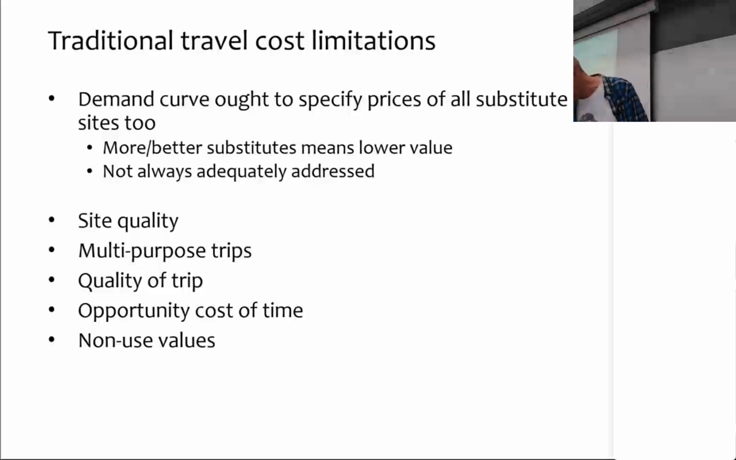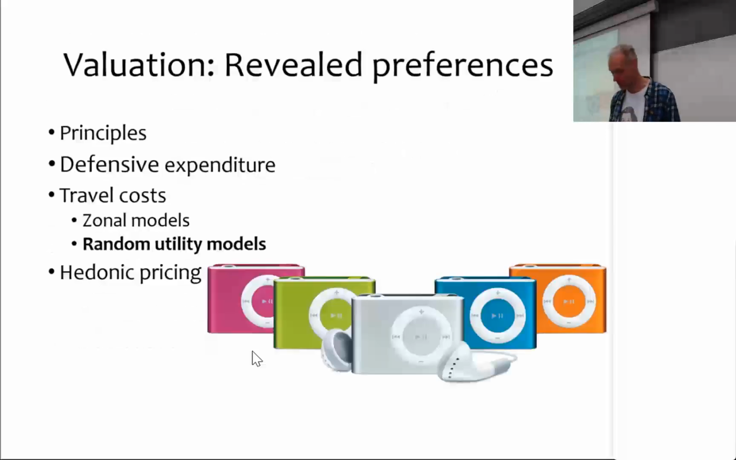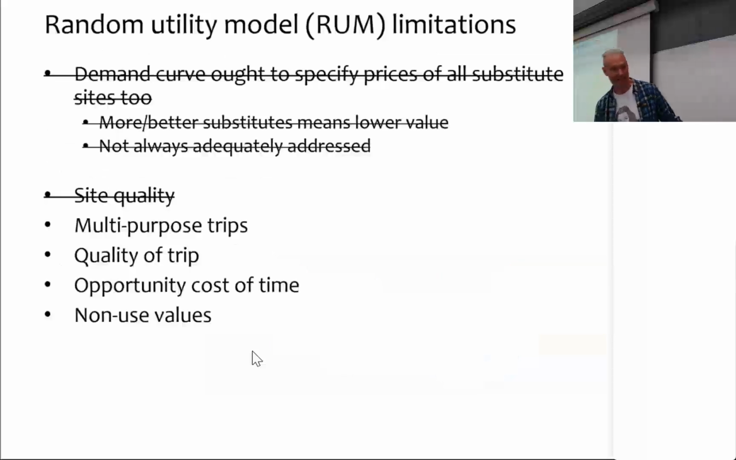We're going to pause for 10 minutes, and then I'm going to talk about random utility models, which isn't quite as daunting as it sounds. I'm going to continue a little bit with the travel cost method, talking about random utility models. Random utility models essentially take away the first concerns we have, that is competition and site quality. It doesn't take away the rest of the concerns that I listed before.